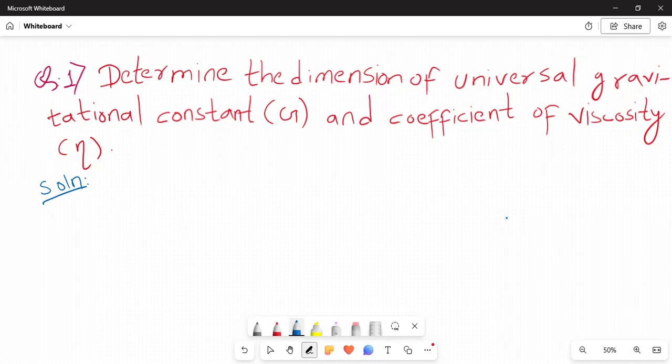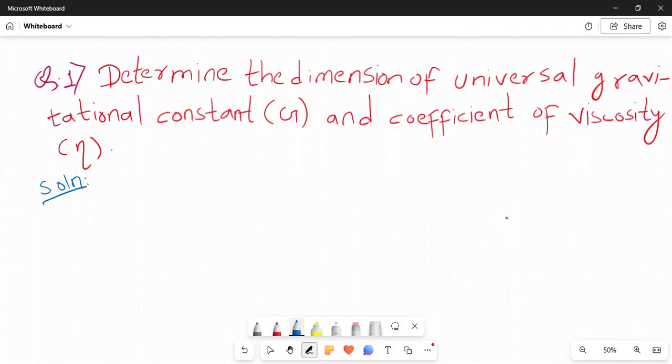In the previous videos, I have already discussed how the dimensional formula can be used to check the correctness of a physical equation, to establish the physical relation, and to convert a system of unit from one system to another system. And in this video, I will discuss the application of dimensional formula to determine the dimensional formula of some constants that are used in physics.